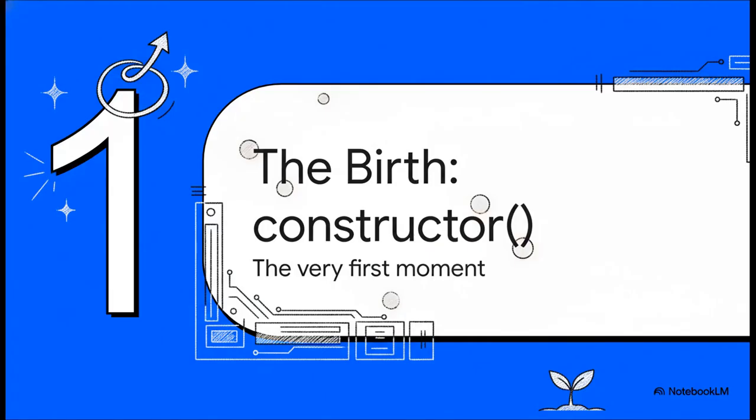So let's start at the very beginning with the constructor. This is the absolute first thing that runs. You can think of it like a blueprint. At this stage, the component is being created in memory, but it hasn't actually been built or placed on the page yet. It's just an idea.